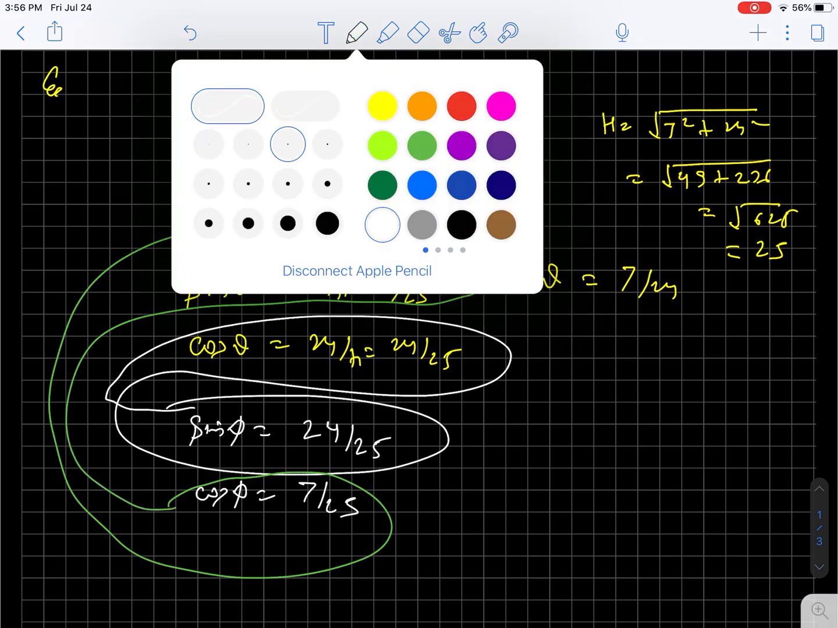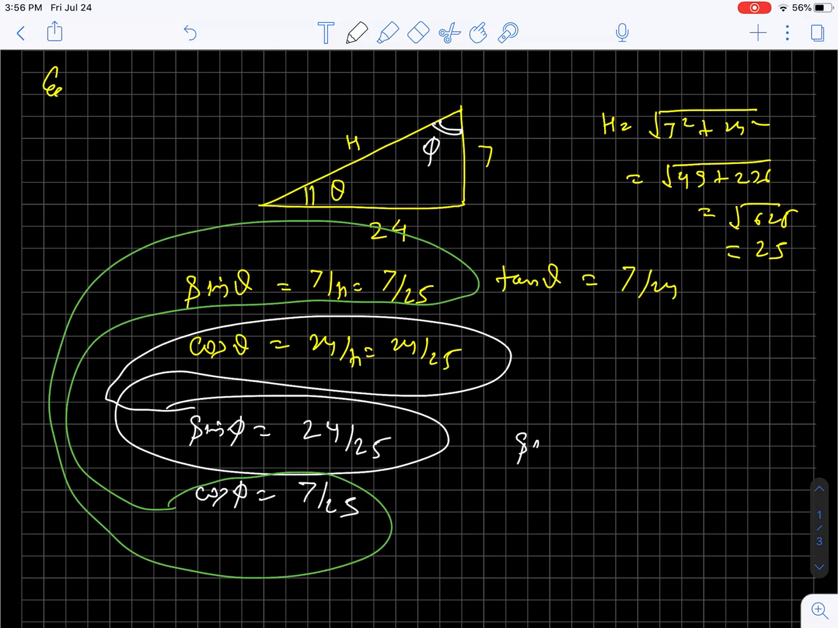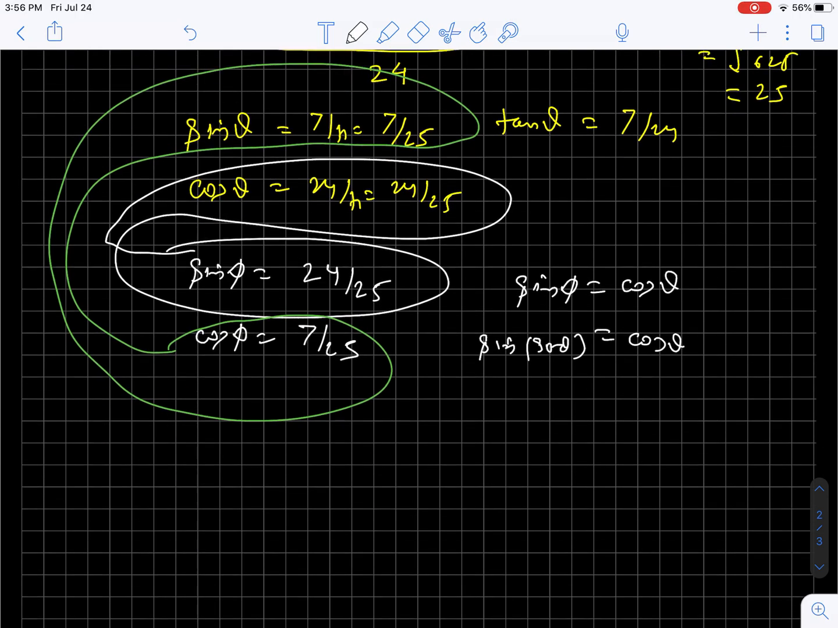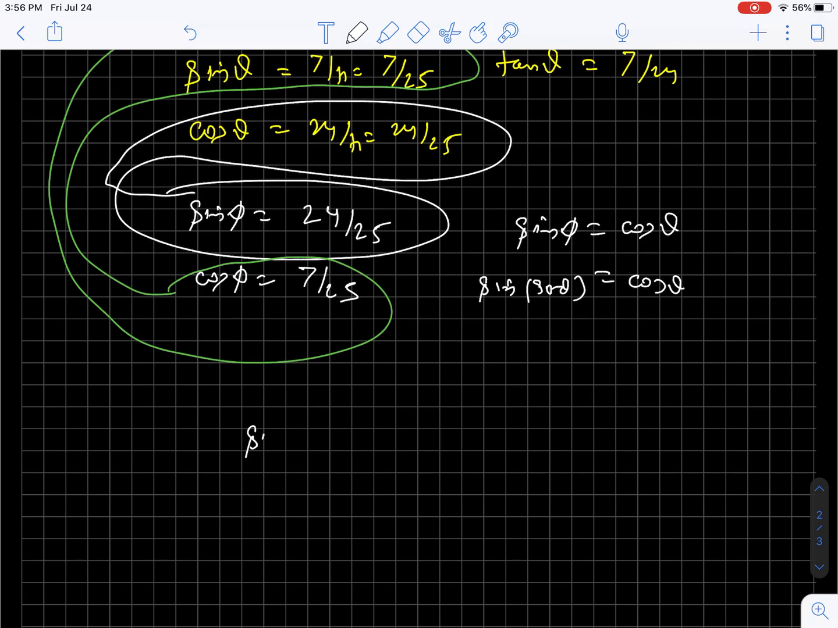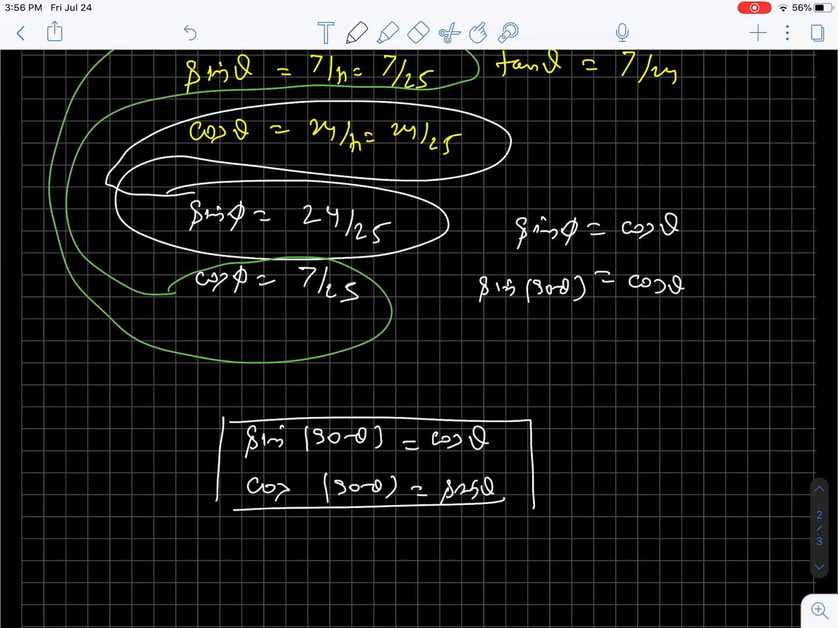In a triangle, sine phi is equal to cos theta, and phi is equal to 90 minus theta. Then we get one more interesting result between the two angles: sine of 90 minus theta is equal to cos theta. Similarly, cos of 90 minus theta is equal to sine theta. Okay, this is clear.